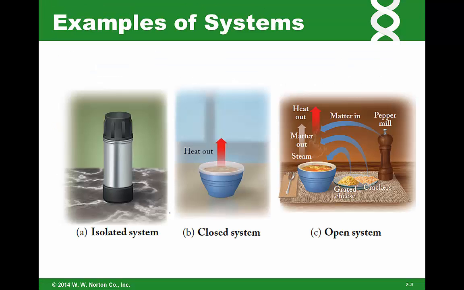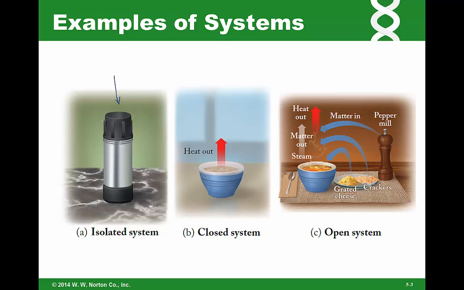Alright, so let's talk about those isolated versus closed versus open systems. So here's some examples of things that approximate these kinds of systems: isolated, closed, and open. Now, in reality, there may not be such a thing as an isolated system or a completely closed system, but we can imagine that they exist and then use them to make predictions based on the physics. So first off, an isolated system is pictured over here. So this would be the thermos bottle right here.